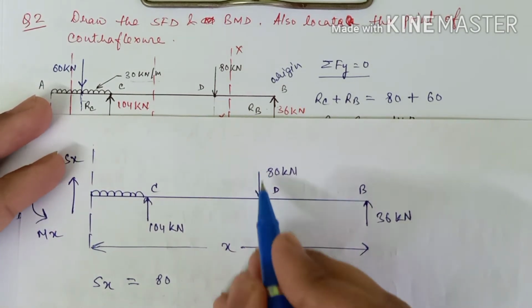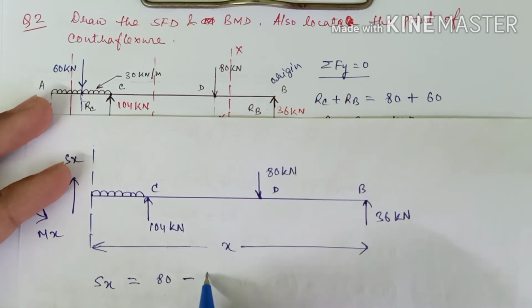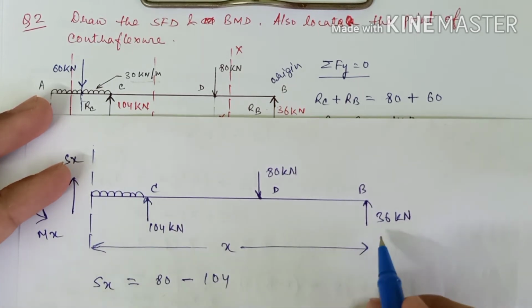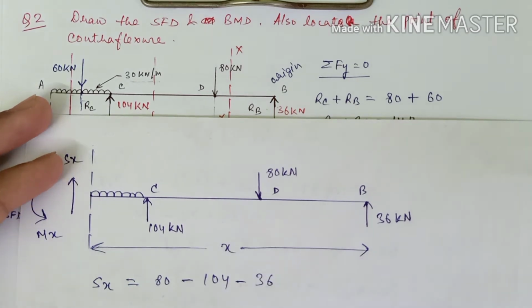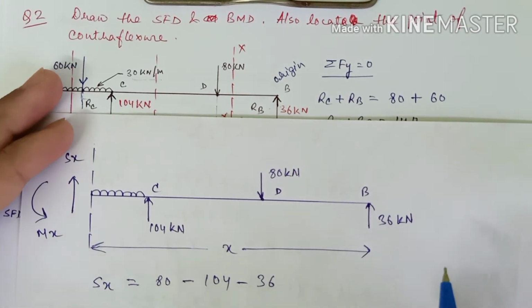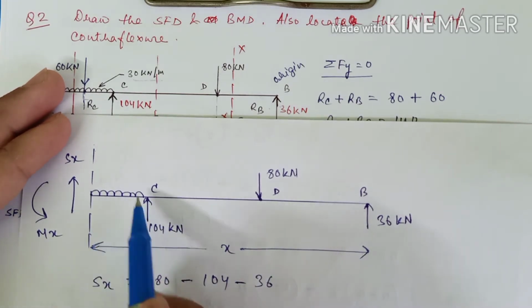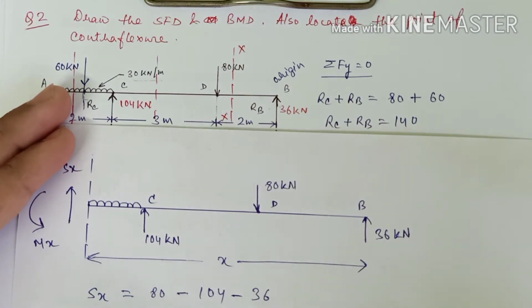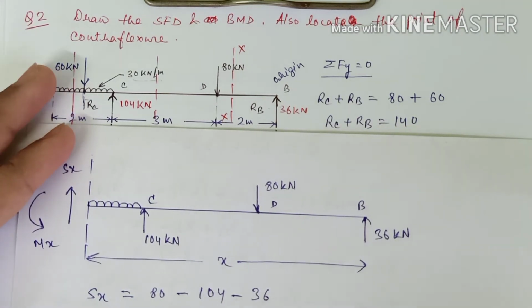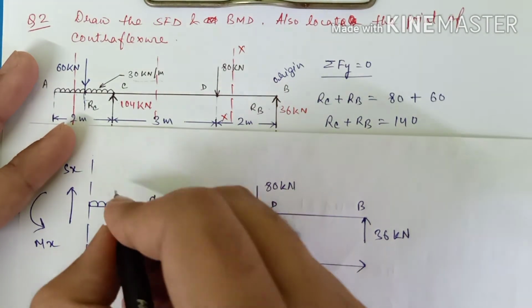Okay, so 80, and this is in the same direction, so it will be minus 104, and this is also in the same direction, so it will be minus 36. And what else, guys? What else? Now you need to focus on this UDL part, right? In the UDL we had a unit force of 30 kilonewton per meter, right?